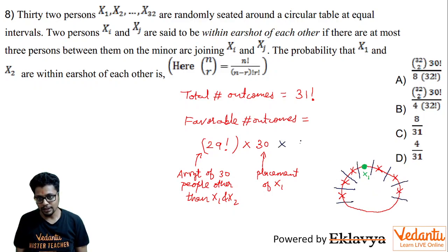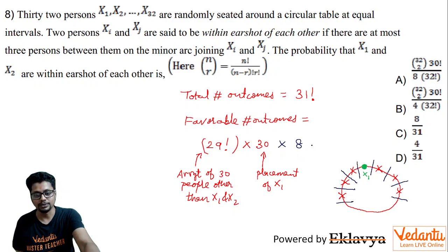So there are a total of 8 ways in which you can put x2 corresponding to every arrangement of the 30 people other than x1 and x2, and corresponding to every placement of x1. That means corresponding to every such cumulative arrangement of 31 people, x2 can be placed in 8 ways. So this is the total number of favorable outcomes.